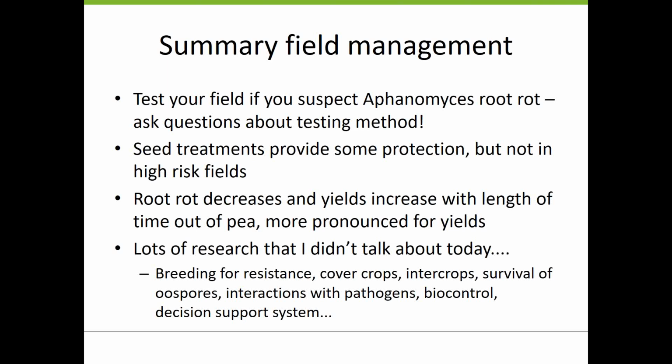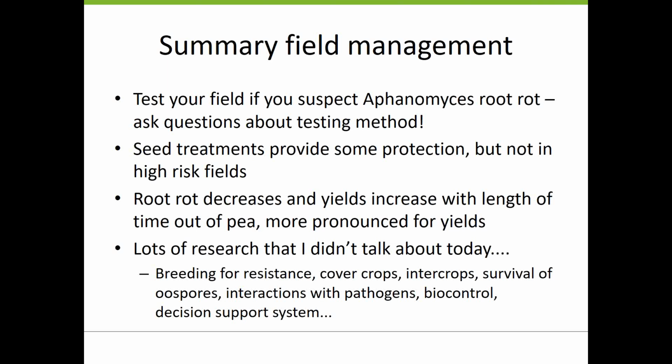And what we saw that was interesting was that the root rot decreases and yield increases with length of time out of peas, but it seems like there's a yield response quicker than there is a root rot response. So we start to see that the root rot severity levels don't change, but we still get a better yield, and I'm not quite sure why that is happening yet.